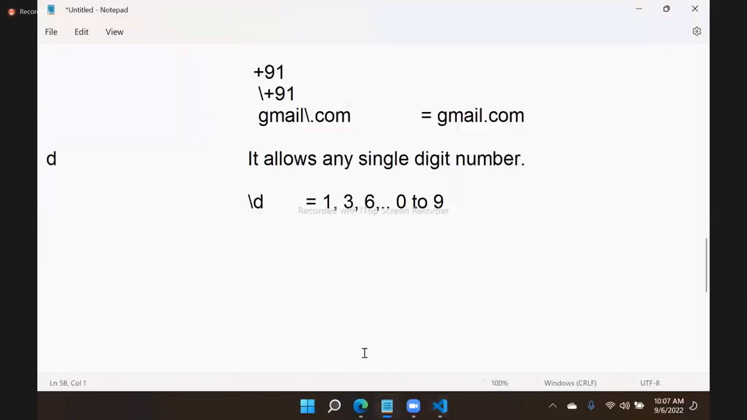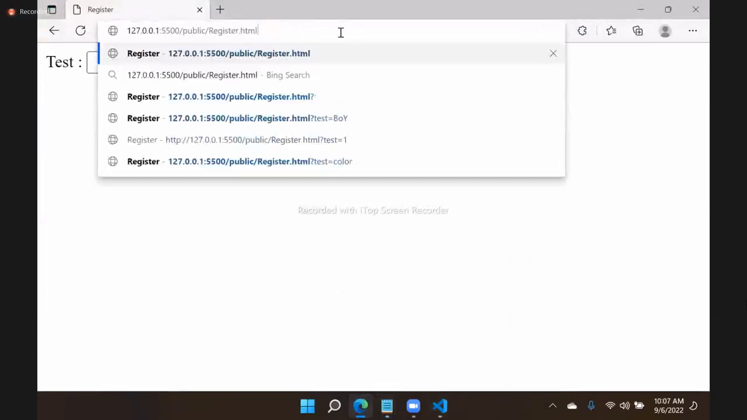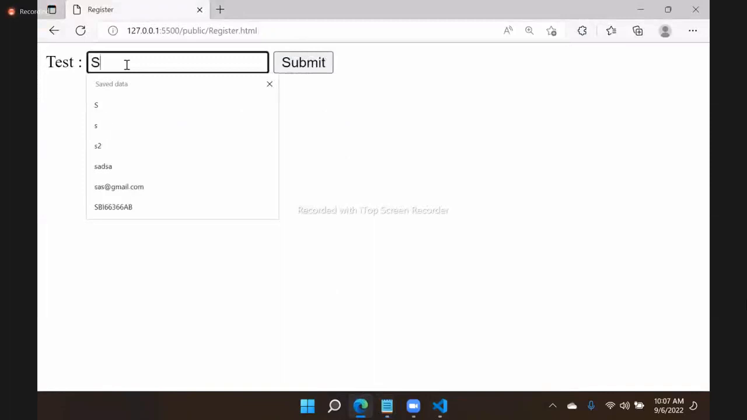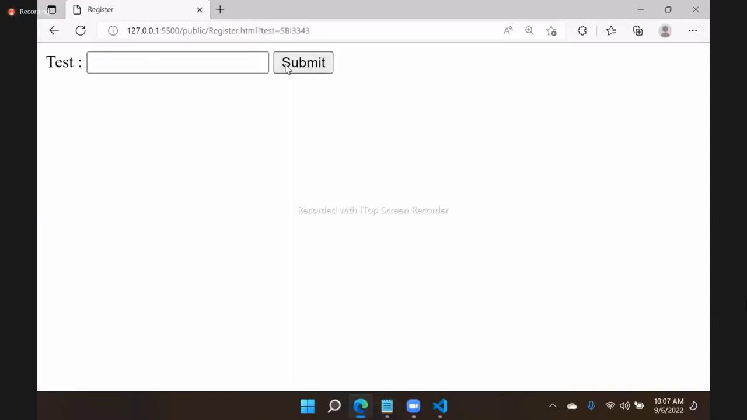Then what you do here, you can see. Here we are using SBI. After that, a 4 digit number. Anything else is not allowed. A 4 digit number is allowed.